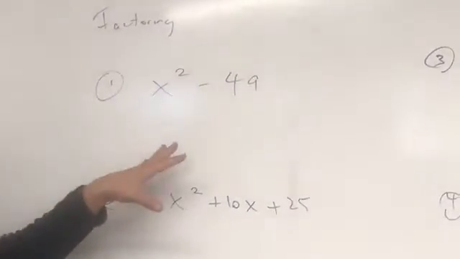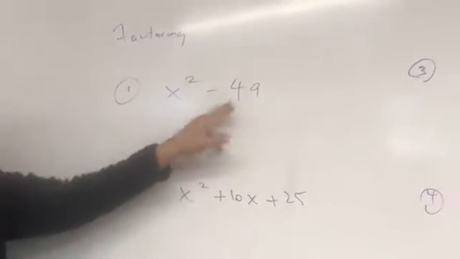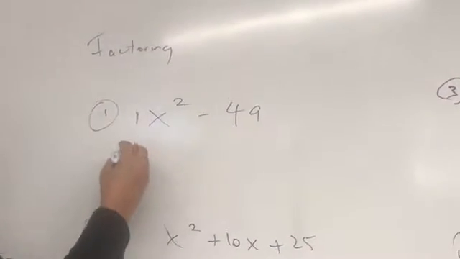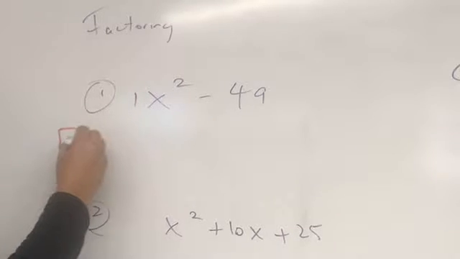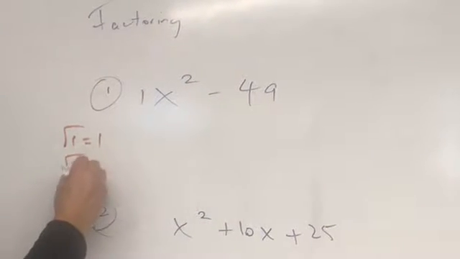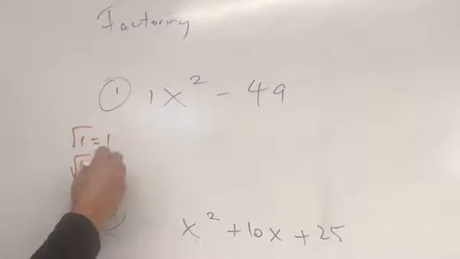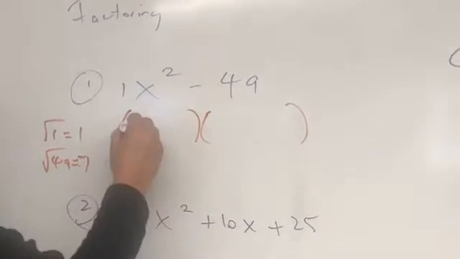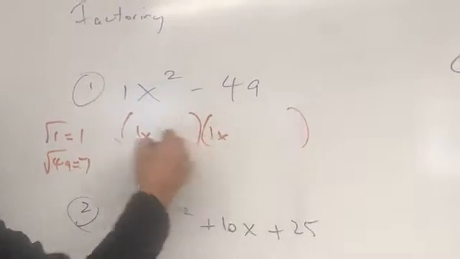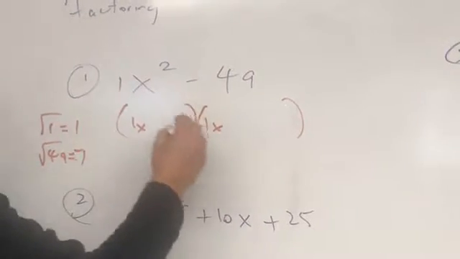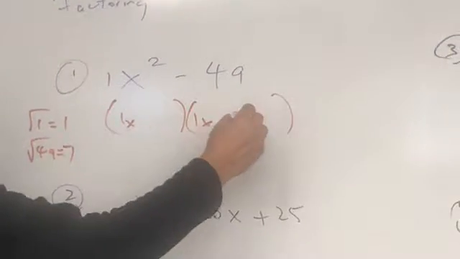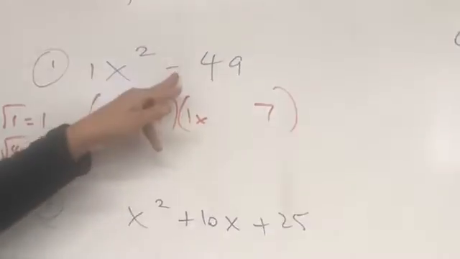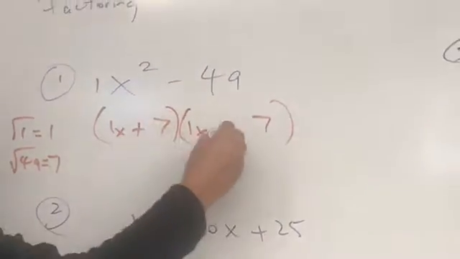Okay, there are different types of problems. This is a binomial, two terms, and this is called difference of squares because the square root of 1 is 1, and the square root of 49 is equal to 7. So I have the two things that I can use to factor this. I have 1x times 1x is equal to 1x squared. Then if I FOIL it, I'm going to have a 7 here and a 7 there. Now, if that's a minus, then this can be plus 7 and minus 7.